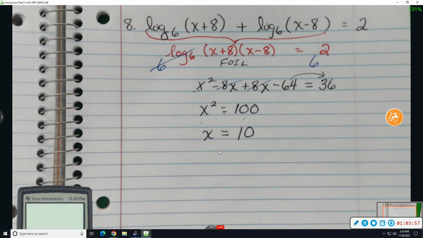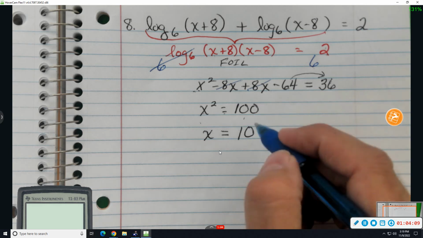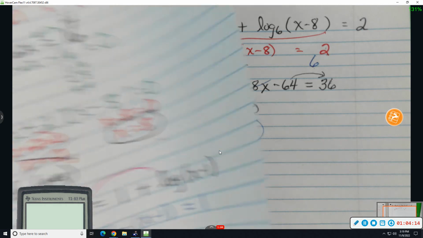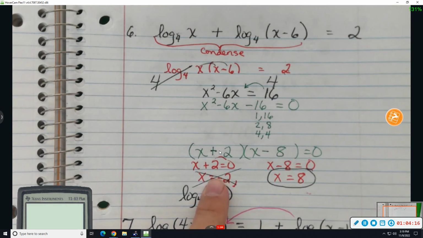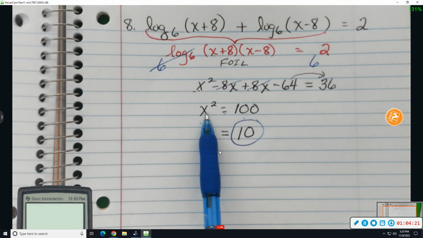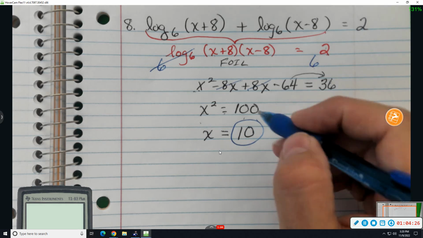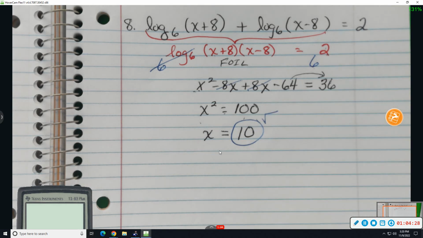Now be careful. Under normal circumstances, you would say x equals plus minus 10. But why am I not listing the minus 10? Well, we can't take the log of a negative number. Like this one over here, we had negative 2 as an answer, and we had to mark it out. So just take the positive answer. 10 squared is 100. Okay? I just take the square root of that. So let me type in a 10.